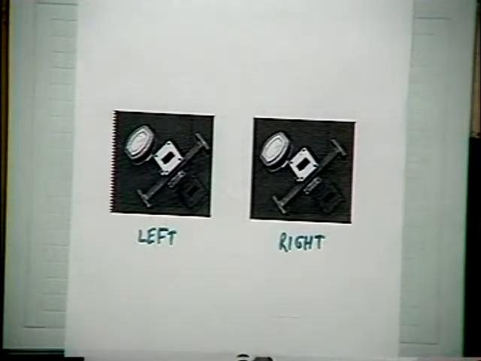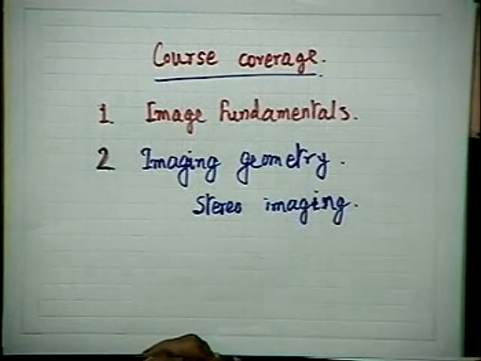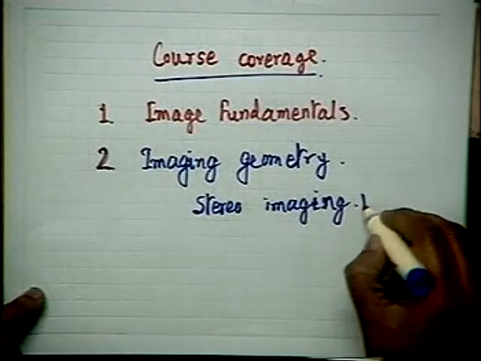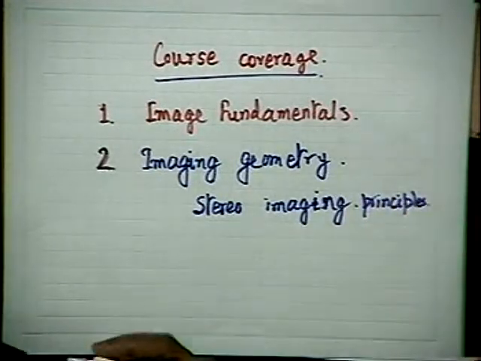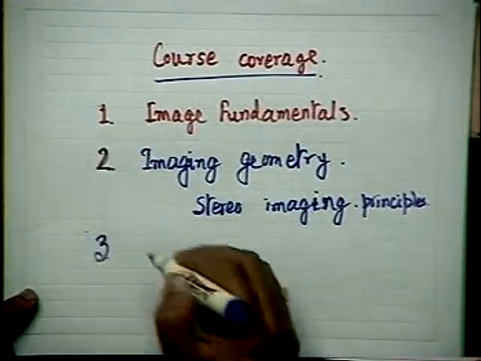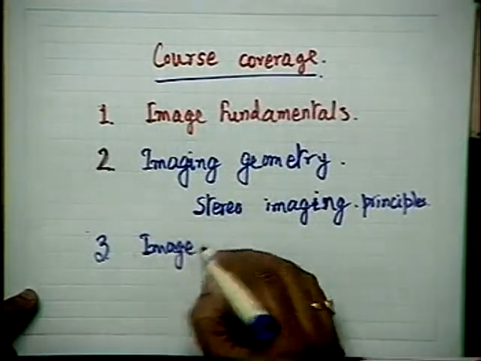All right. So that is what we will be attempting under the coverage of stereo imaging, although we will be discussing the imaging, not the matching part. That is to say, how to do the correspondence between the left image and the right image we will not cover, but the stereo imaging principles will be covered under this part of the course. Then our topic number 3 is image transformations.